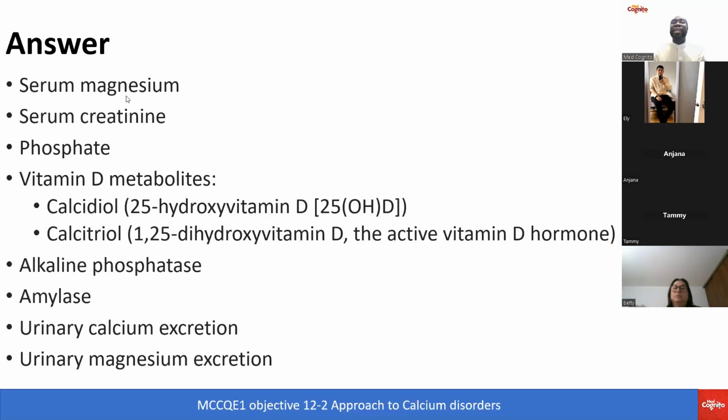What you're going to do is check your serum magnesium level, because remember that the objective said you must learn the relation between serum magnesium level and calcium levels. Serum creatinine. Why? Because there's a relationship between hypocalcemia and chronic kidney disease. Phosphate level. Why? Because we said that hypocalcemia in the context of hyperphosphatemia, you are thinking about chronic kidney disease. Then we're also going to check the vitamin D metabolites. Now, there are two vitamin D metabolites. We have 25 hydroxy vitamin D, and we also have 1,25 hydroxy vitamin D.